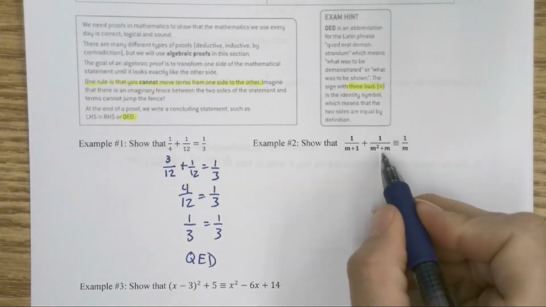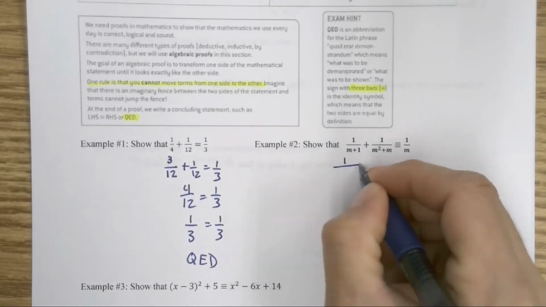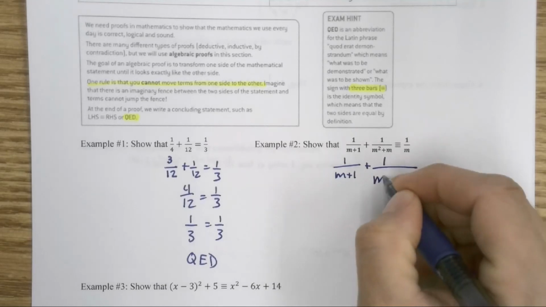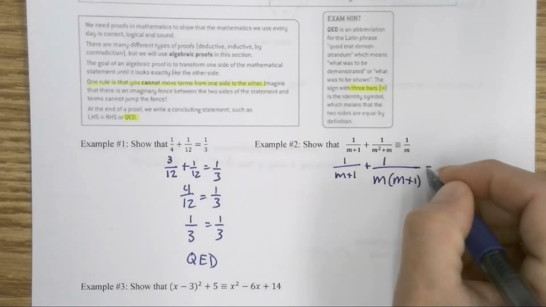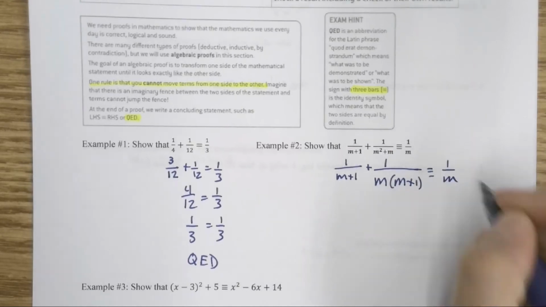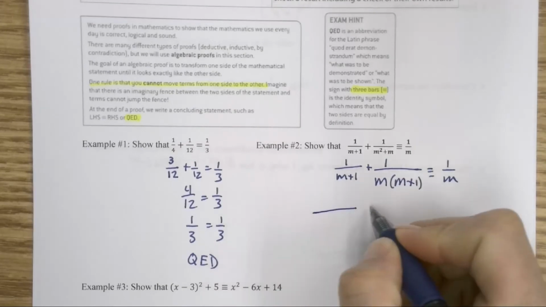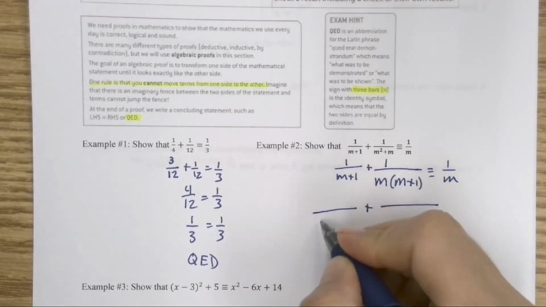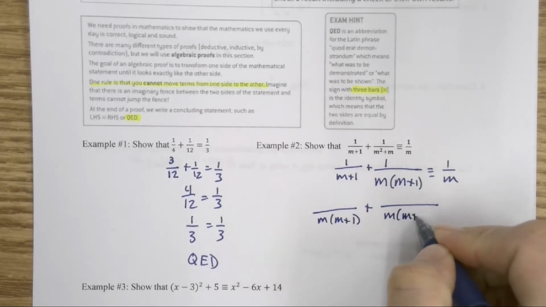All right, so what we're going to do is add these two together. When I add fractions, I like to factor my denominators. So I'm working on the left side. In the denominator, I'm going to factor m out. That leaves me with m plus 1. I'm going to bring over that 1/m. And I want to find a common denominator here. So I know I need an m plus 1. I also need an m. So m times m plus 1 would be our common denominator.